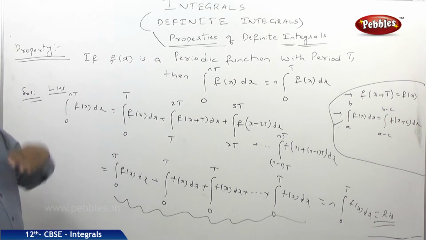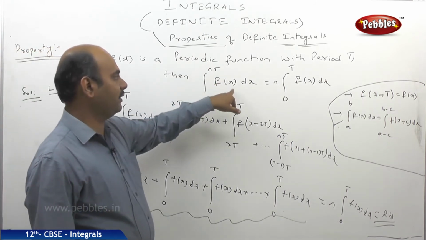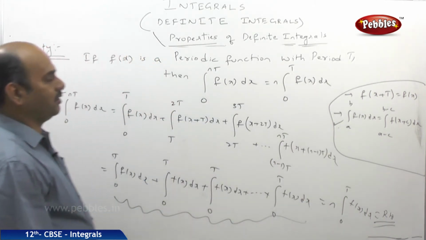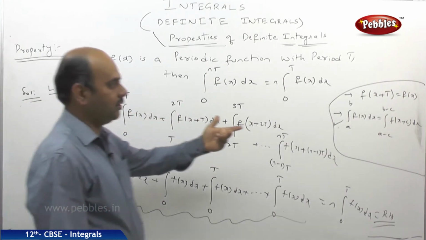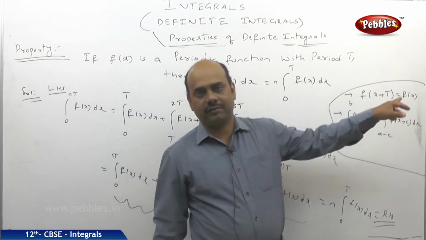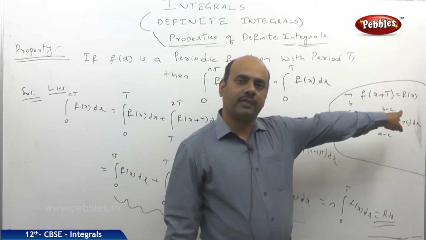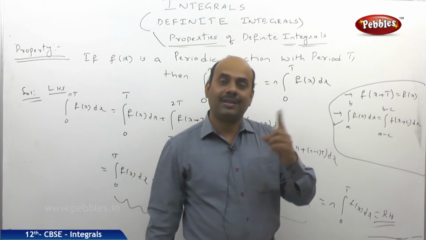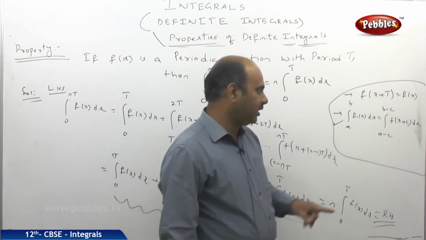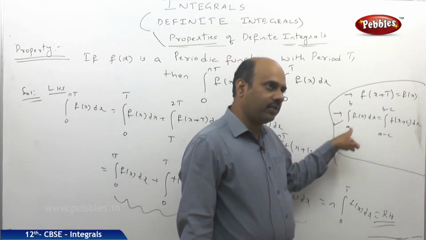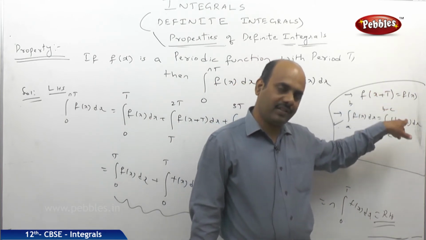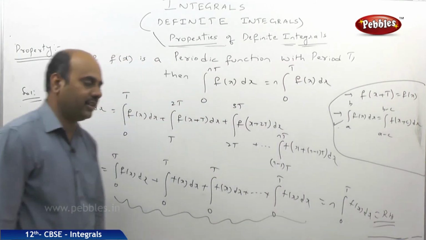Given f of x is a periodic function with period t, then integral of 0 to nt f of x dx is equal to n into integral of 0 to t f of x dx. What do you mean by periodicity? Periodicity means a function f is said to have period t if f of x plus t is equal to f of x. For proving this theorem, we need to remember another important property of definite integral. That property is: integral a to b f of x dx is equal to integral of a minus c to b minus c f of x plus c dx.